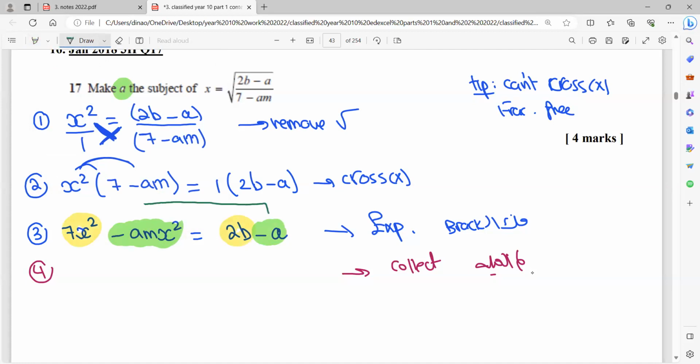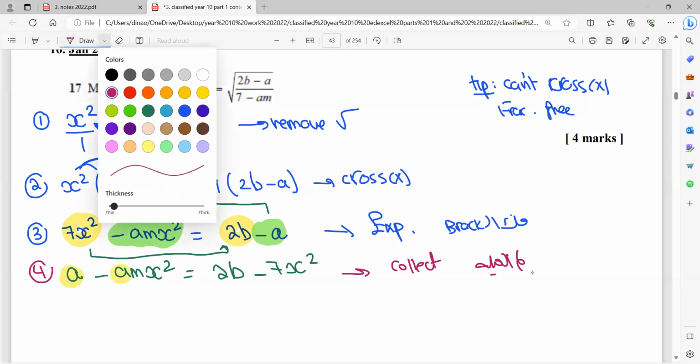The green will be on the left-hand side. And please remember that when you move a letter, you inverse the operation. So negative A changes into positive A, and then this term remains as it is. And then the yellow will be collected together on the right-hand side. So 2b minus 7x squared. This is the step of collecting the family. Please remember that the A is subject. You are required to find a subject.